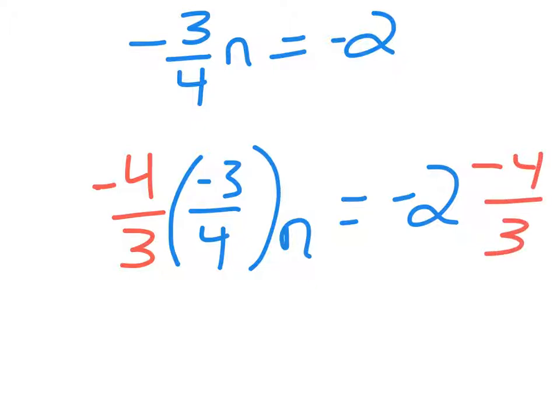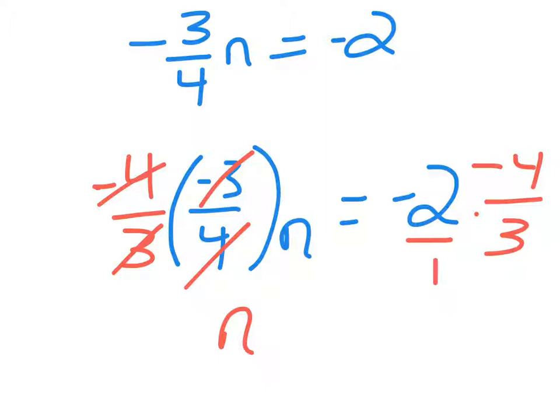On the left side of this, it's going to cancel out. The 3 is going to go with the 3, the 4 is going to go off with the 4, and we'll be left with just n. On the other side, over on the right side, we have a -2, and it's being multiplied by -4 over 3. The way to attack this is you give 2 its own denominator friend, and then you're going to have to multiply across the top, and then multiply across the bottom.